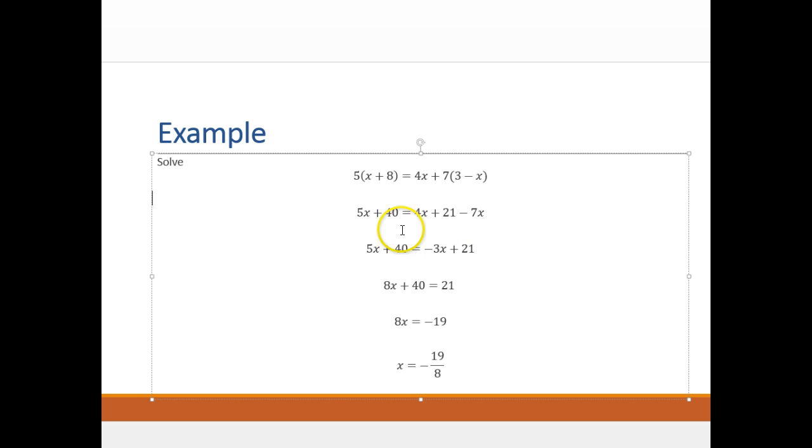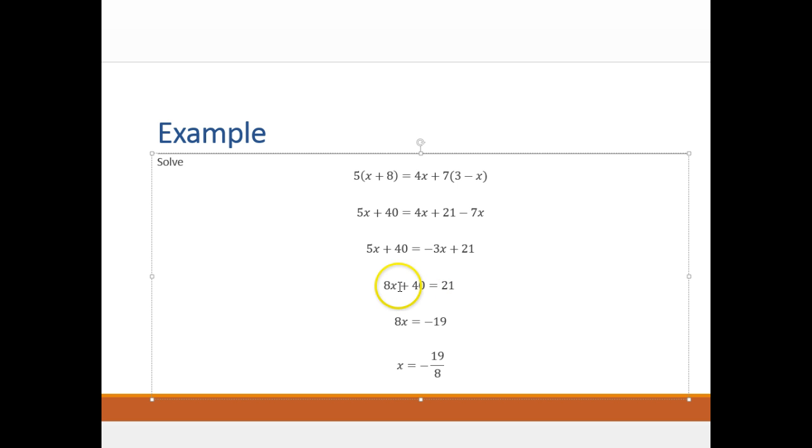Now there's no fractions or decimals to get rid of, so our next step is to move our variable terms to one side. So we have a 5x on the left and negative 3x on the right. Typically it does not matter which side you move it to. I typically move to the side with the greater coefficient. The reason this helps me is when we deal with linear inequalities in subsequent lessons, it's going to be easier to do it this way. So we're going to add 3x to both sides. So 5x plus 3x gives us 8x plus 40 on the left. The negative 3x plus 3x cancels. I'm left with just 21 on the right.